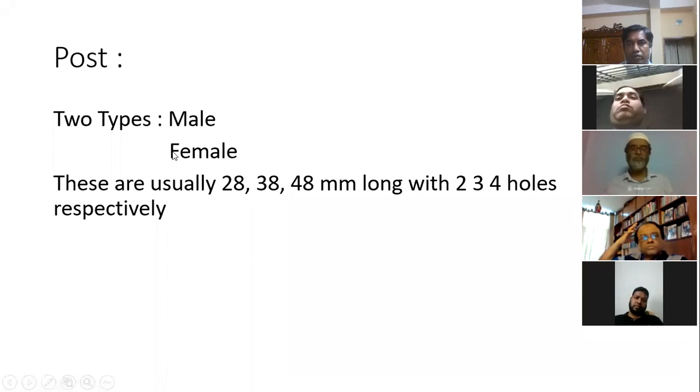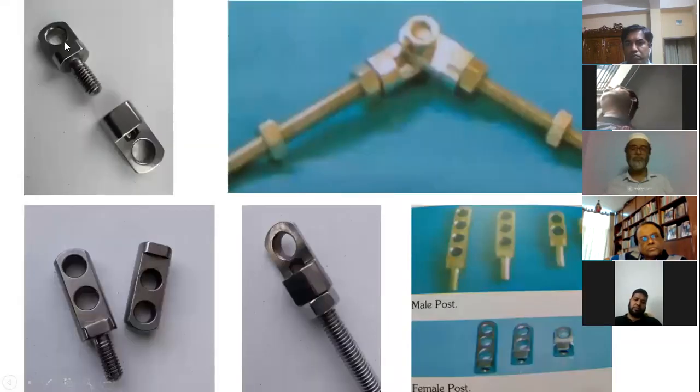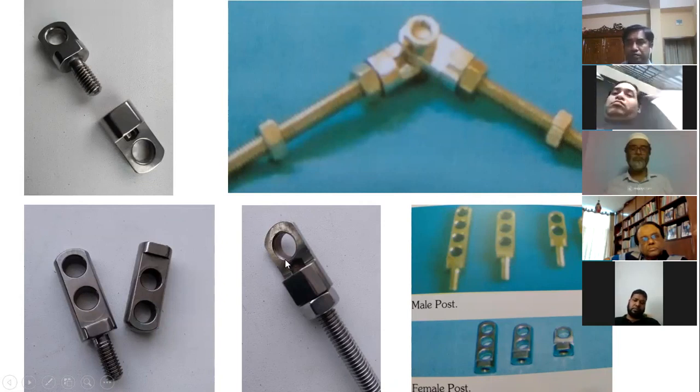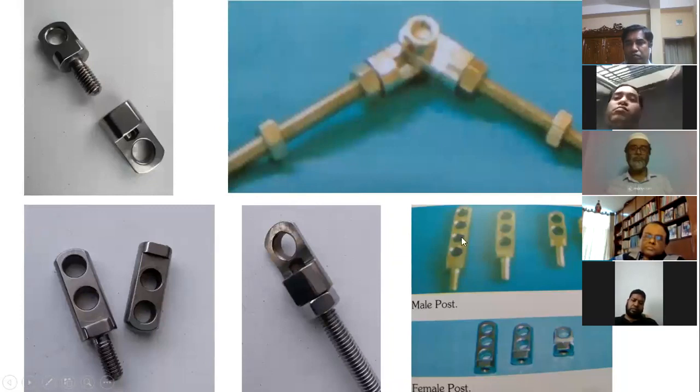Posts: two types, male and female. These are usually 28, 38, and 48 millimeters long with 2, 3, and 4 holes respectively. You can see the male post and female post, one hole, two hole male post, two hole female post. And here is another female post connected with the threaded rod, making a half part of the hinge. This is the hinge you can see, and here is the 4-hole male post, 3-hole male post, 2-hole male post, and also the female posts.